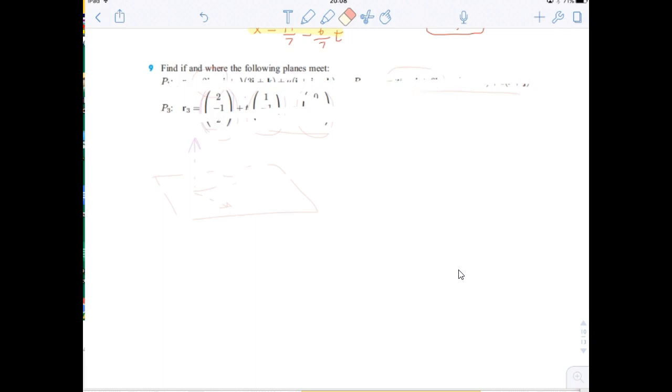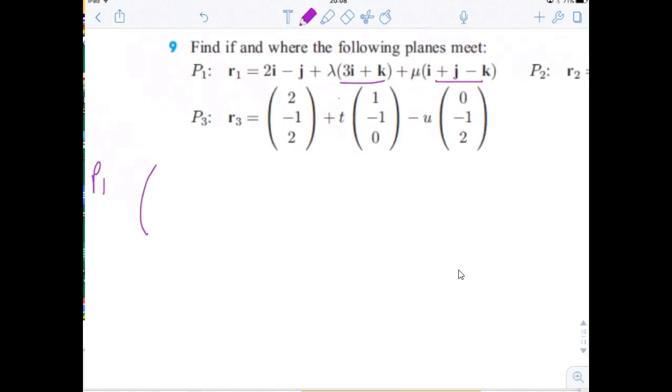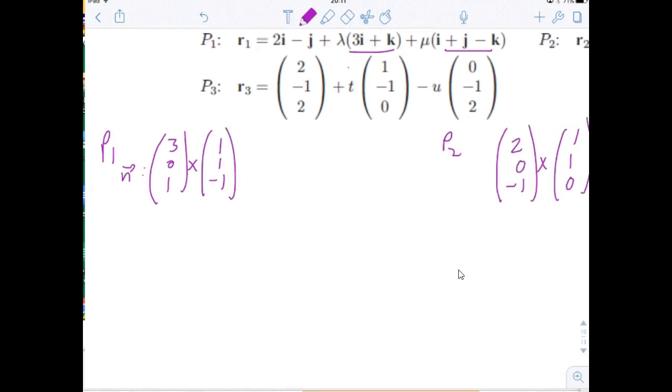We are going to take each one of these. We are going to find the normal vector for each one. Okay? So for plane 1, we're going to take the 2 vectors, this one and this one, which are the direction vectors, and we're going to cross product them together. So we're going to have 3, 0, 1 cross product with 1, 1, negative 1. Okay, so let's see what we get. So, for the first number, we're going to have 0 times negative 1, which is 0, minus 1 times 1, which is negative 1. So we'll get negative 1.